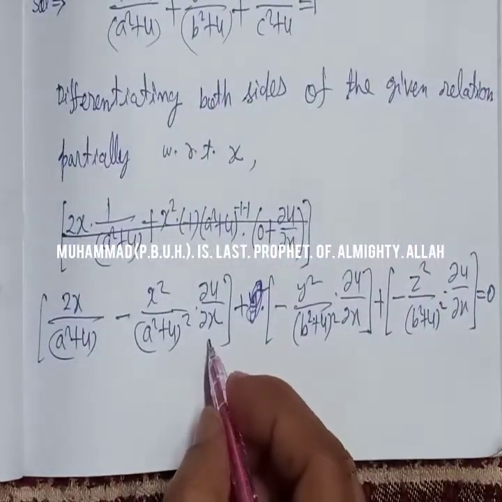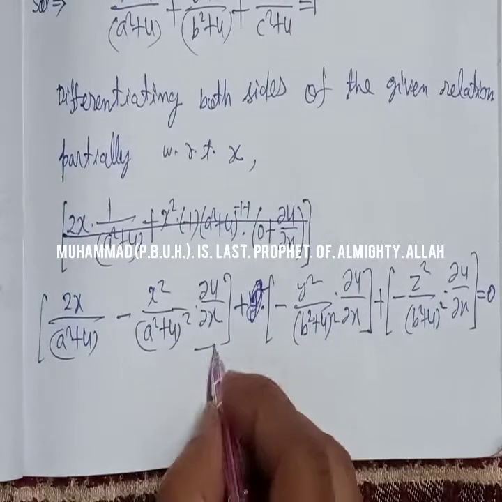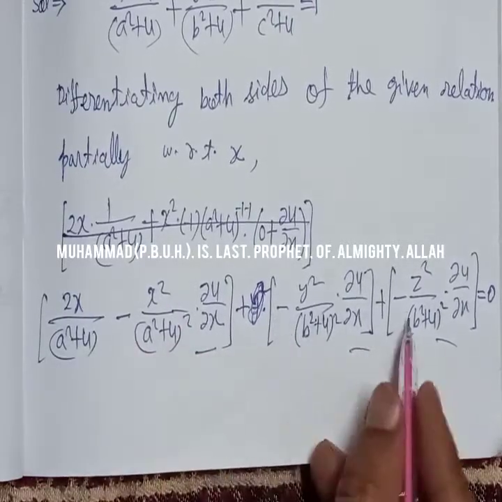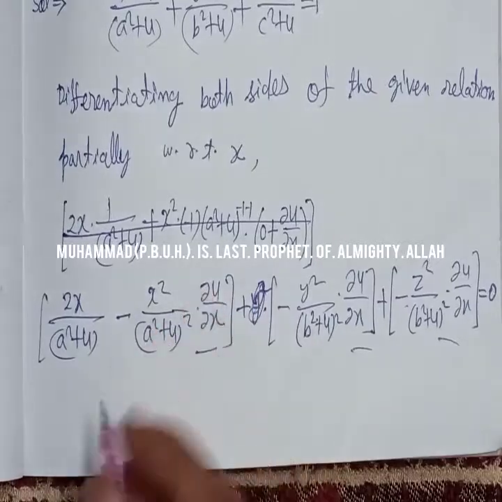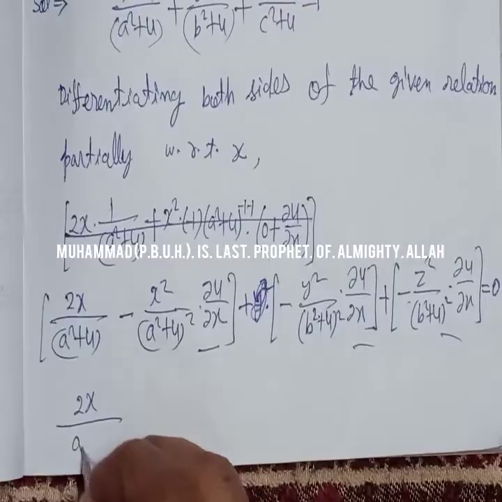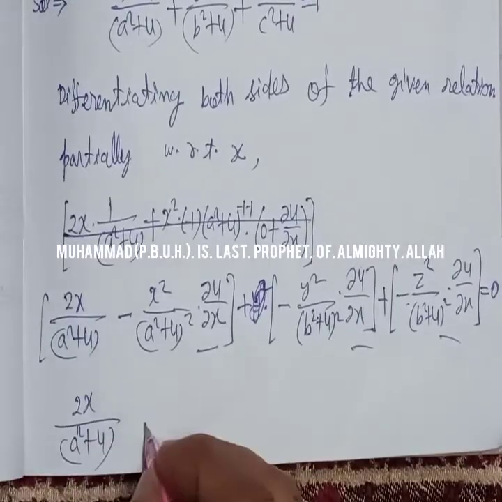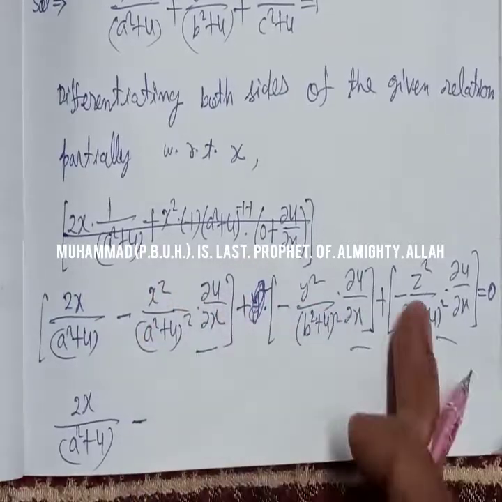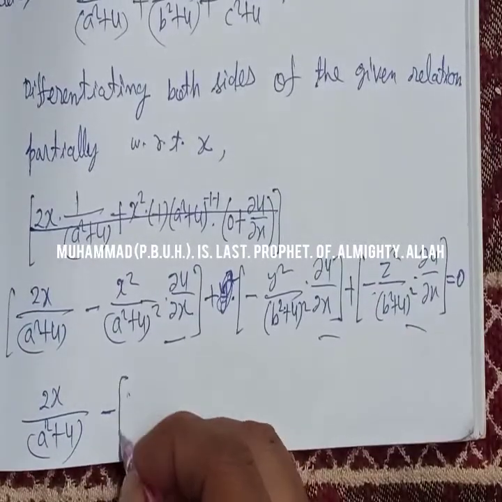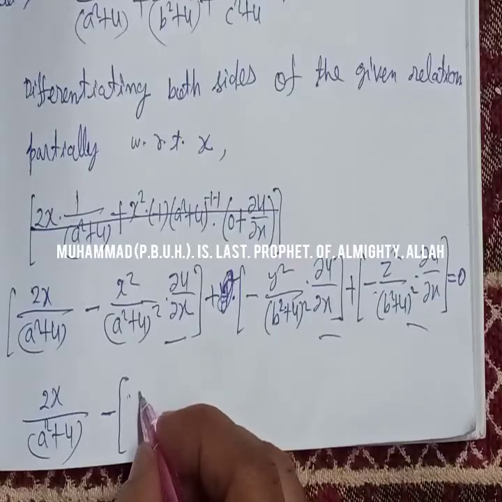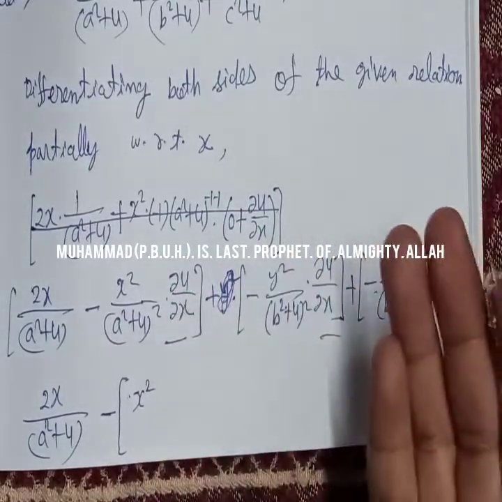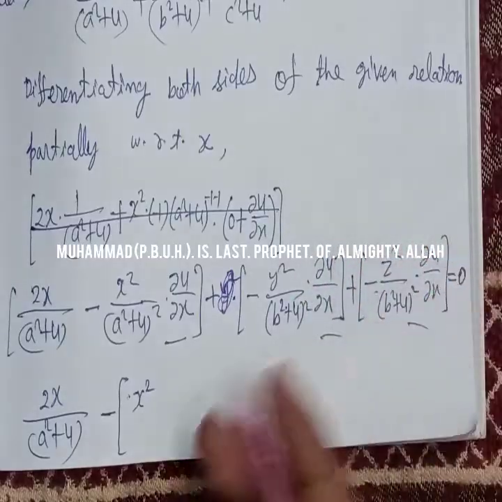We can take common out from these three terms. These terms are negative, so take out minus from the bracket. Write this term first, 2x upon a square plus u, and take minus from these three terms. Then in the bracket all terms will be positive, and also we take out del u over del x, and I will write it on the right hand side.